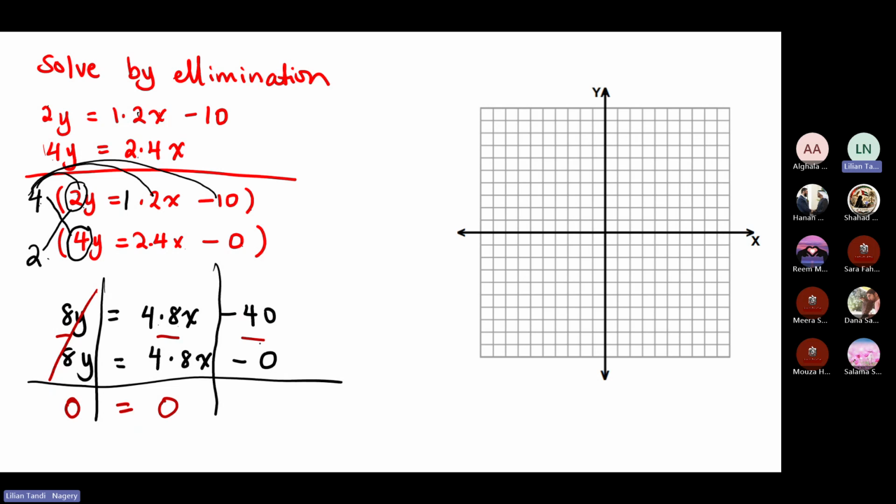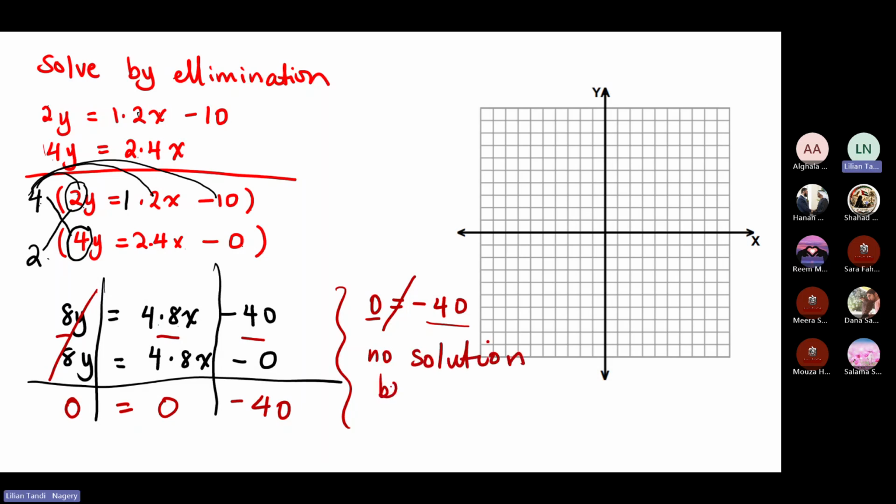Negative 40 minus negative 0 is negative 40. So now I will have 0 equals negative 40. And what does this mean? This number is not the same as this number, so this means no solution. And why does this mean no solution? Because my values are not the same.